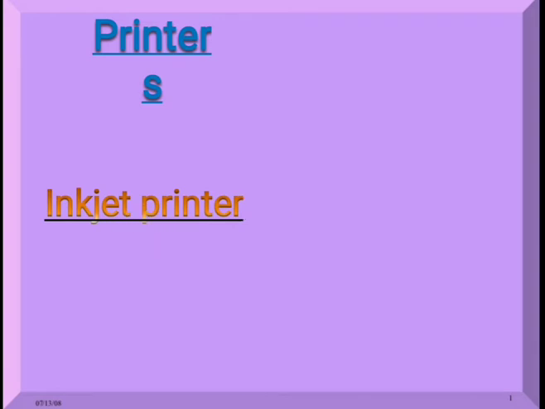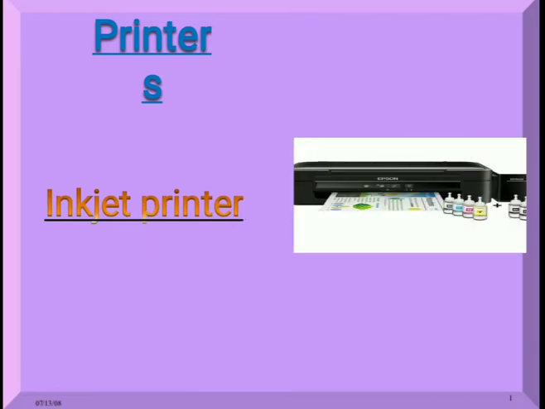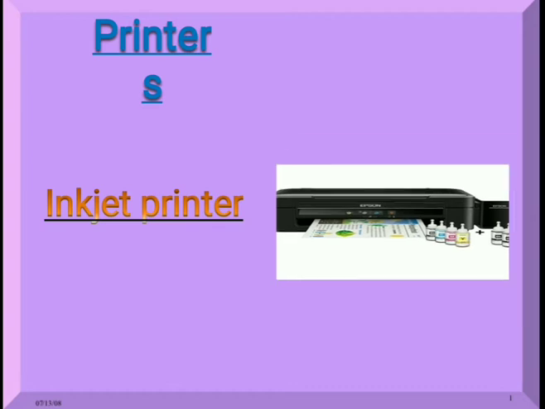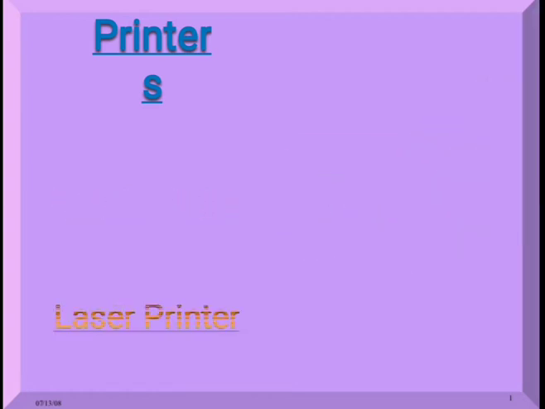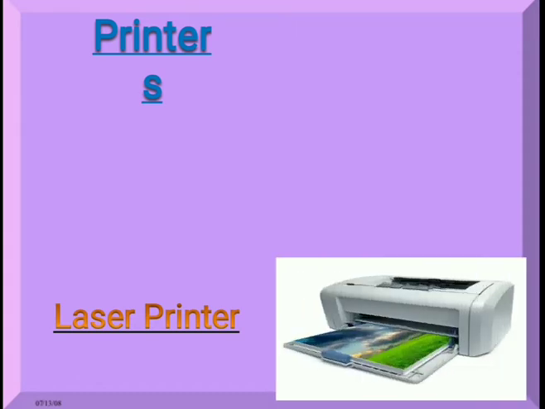Inkjet printer. This printer forms letters and images on the paper by spraying small streams of quick drying ink. The speed of this printer is given in LPM, lines per minute. Laser printer. This printer uses laser technology to print images on the paper. This gives the best quality of output and is the most expensive. The speed of this printer is given in PPM, pages per minute.